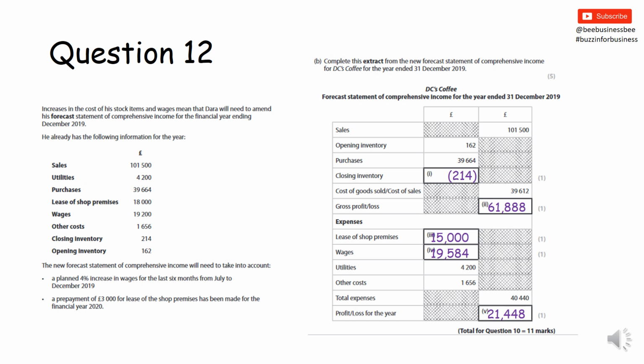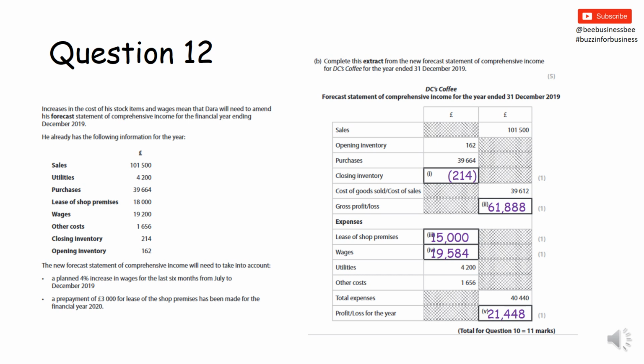Your gross profit was calculated quite simply by doing your revenue take away your cost of goods sold, which was, in other words, 101,500 minus 39,612. The lease of the shop premises was actually a prepayment, so it was relating to a different period. They actually had paid £18,000, but you were told that £3,000 was in advance, so you needed to take that away, which would give you £15,000.